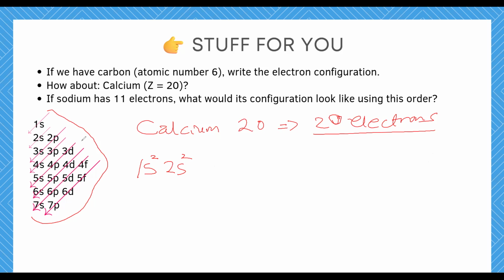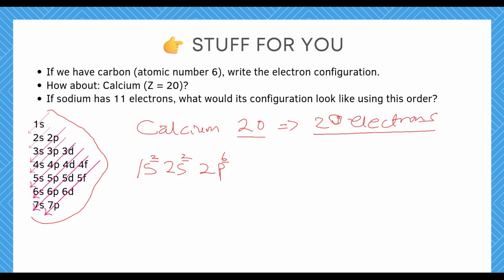What is the next thing I'll write? 2p. How many electrons can stay here? 6. Good. How many have I provided accommodation for thus far? 10. So how many is remaining? 10. Because we have a total of 20 and I've provided accommodation for 10: 2 here, 2 here, and 6 here.